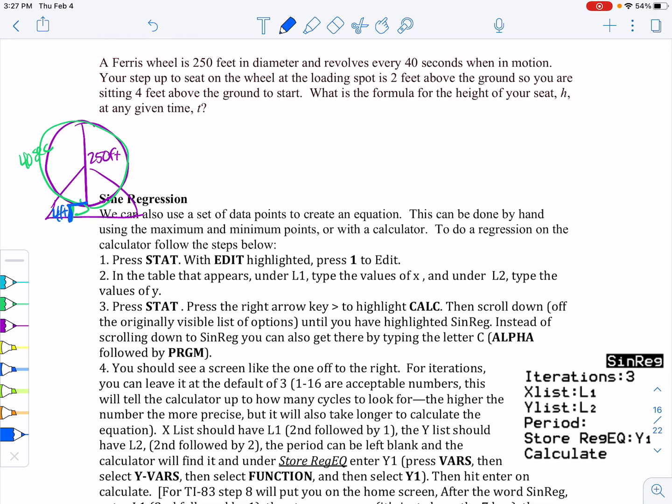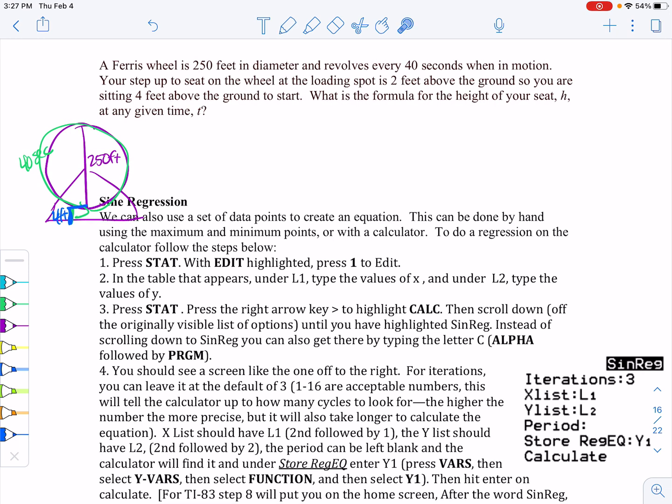4 feet. Okay. So we want to figure out the formula to figure out the height of your seat at any given time t. That means that our minimum height is the 4 feet off the ground when I'm sitting in my seat at the loading dock at the lowest point. The highest is going to be that 4 feet plus the 250. So my max height is 254.